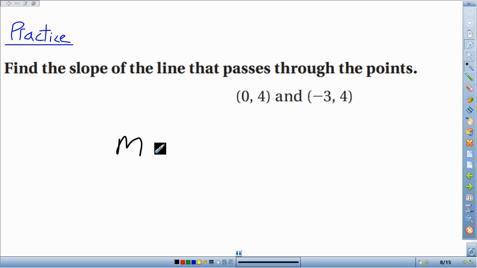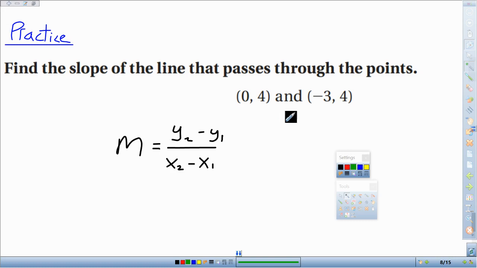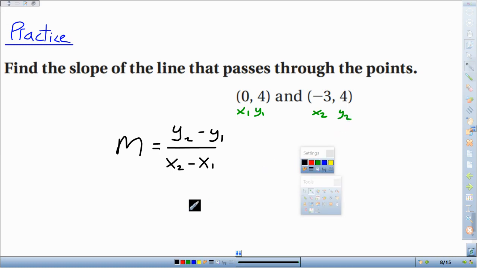Okay, so just for the sake of it, let's try out the slope formula again. Y2 minus y1, over x2 minus x1. Okay, before I get ahead of myself, let's label these points. Here's my first x, first y, second x, second y. Okay, so plug them in. Let's see what happens.